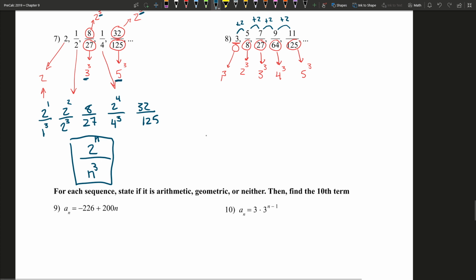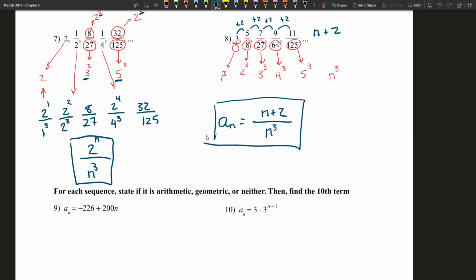So the rule for the denominator is just going to be the number of the term cubed. The rule for the numerator is going to be the number of the term and then plus 2. And then that's our rule. You could go back and check that if you wanted to. I did, actually, and that's the rule.